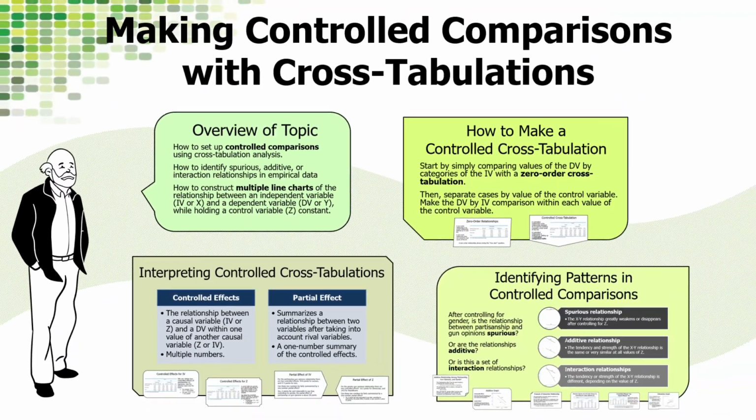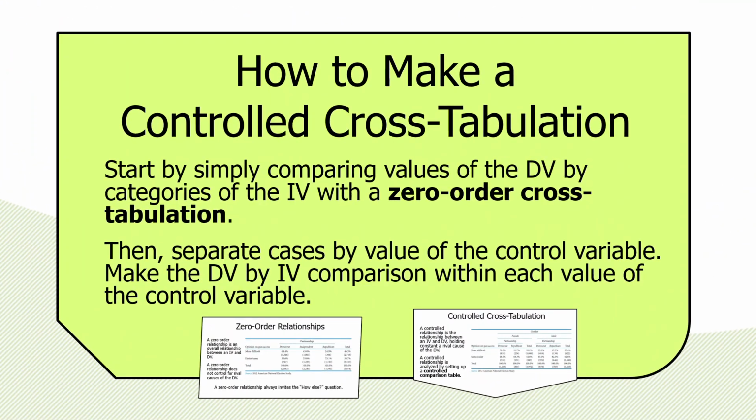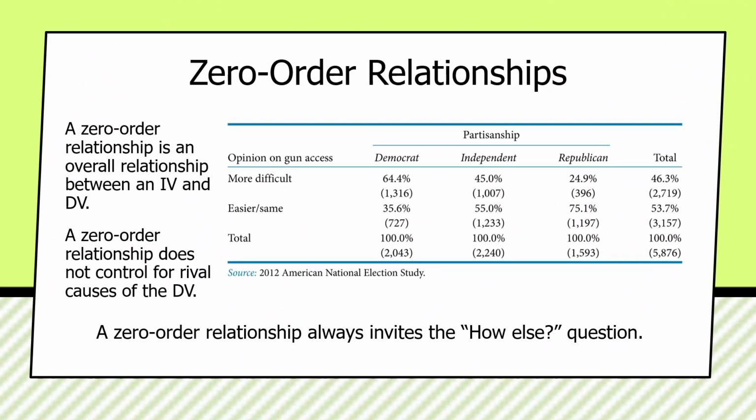Visual displays add a lot of clarity and help you a lot in interpreting relationships. A relationship between an X variable, like say party identification, and a Y variable, for example, gun control opinions, that simple relationship between those two variables is called a zero-order relationship. A zero-order relationship is an overall relationship between an independent and dependent variable. It does not control for rival causes of the dependent variable.